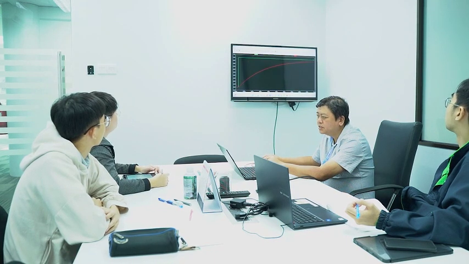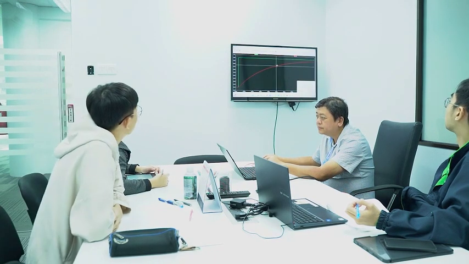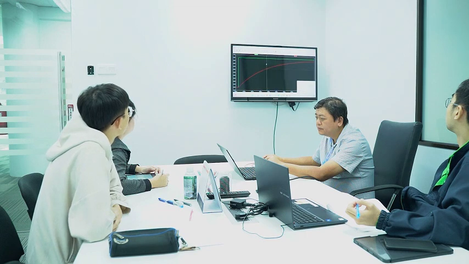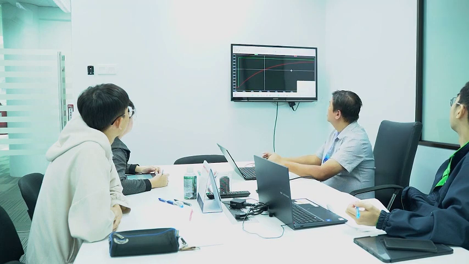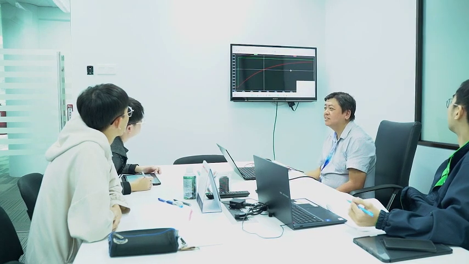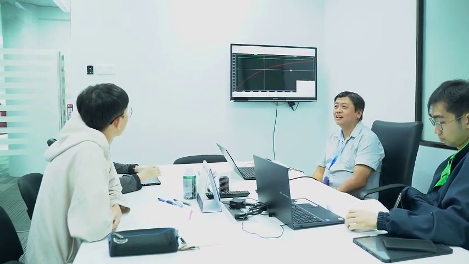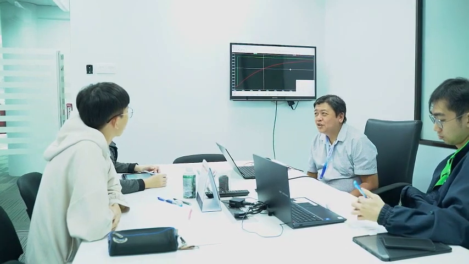Is it 0.62? Can you see it or not? No, this is called the RC constant, right?